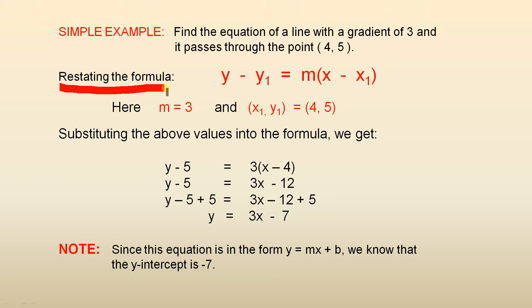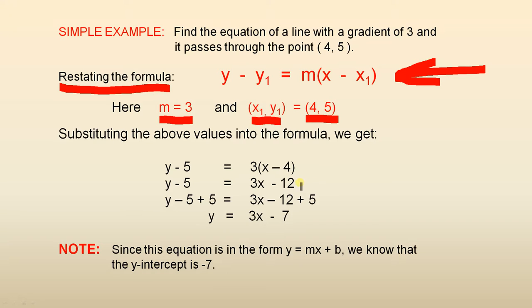Restating the formula because it is so important, and the more times you restate it and see it, the easier it is to remember. Y minus y1 equals m outside of x minus x1. Here, the gradient is 3, and the point that lies on the line is 4, 5. Substituting the above values into the formula, we get y minus 5 equals 3 outside of x minus 4. Y minus 5 equals 3x minus 12, so we just get rid of the grouping symbols.